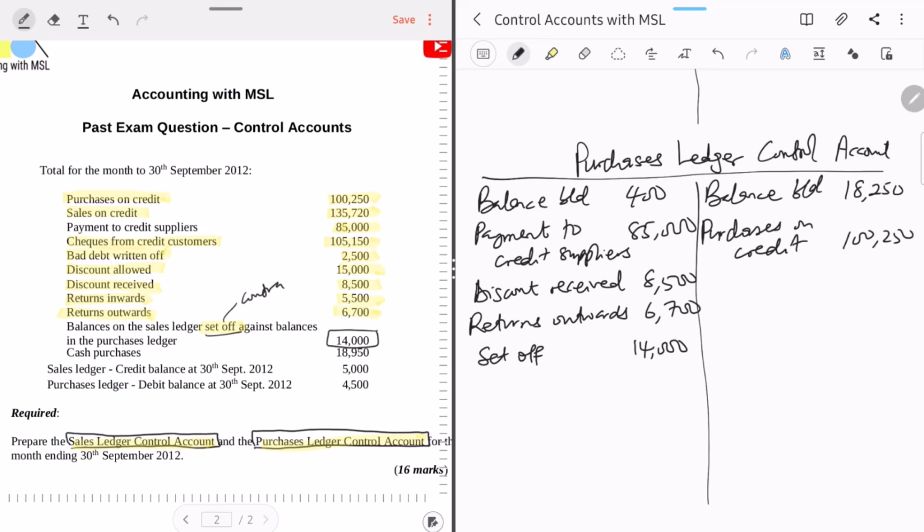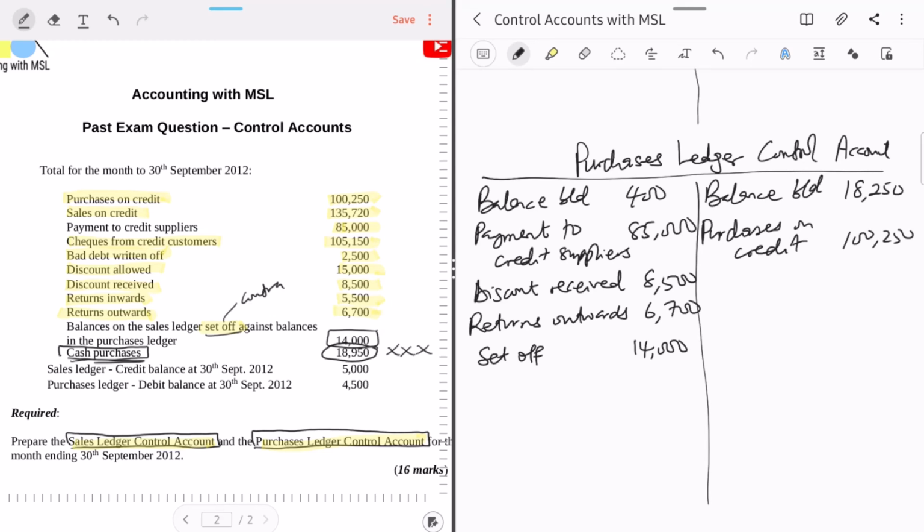The next is what? Cash purchases of 18,950. This will not feature in the control account. Remember, control accounts deal with what? Receivables and payables, debtors and creditors. People you sell to on credit and they don't pay you in cash, and people you buy on credit, you don't pay in cash. If it is a cash purchase, it has no business in the control account. You paid in cash, it ends there. So please do not record cash purchases.